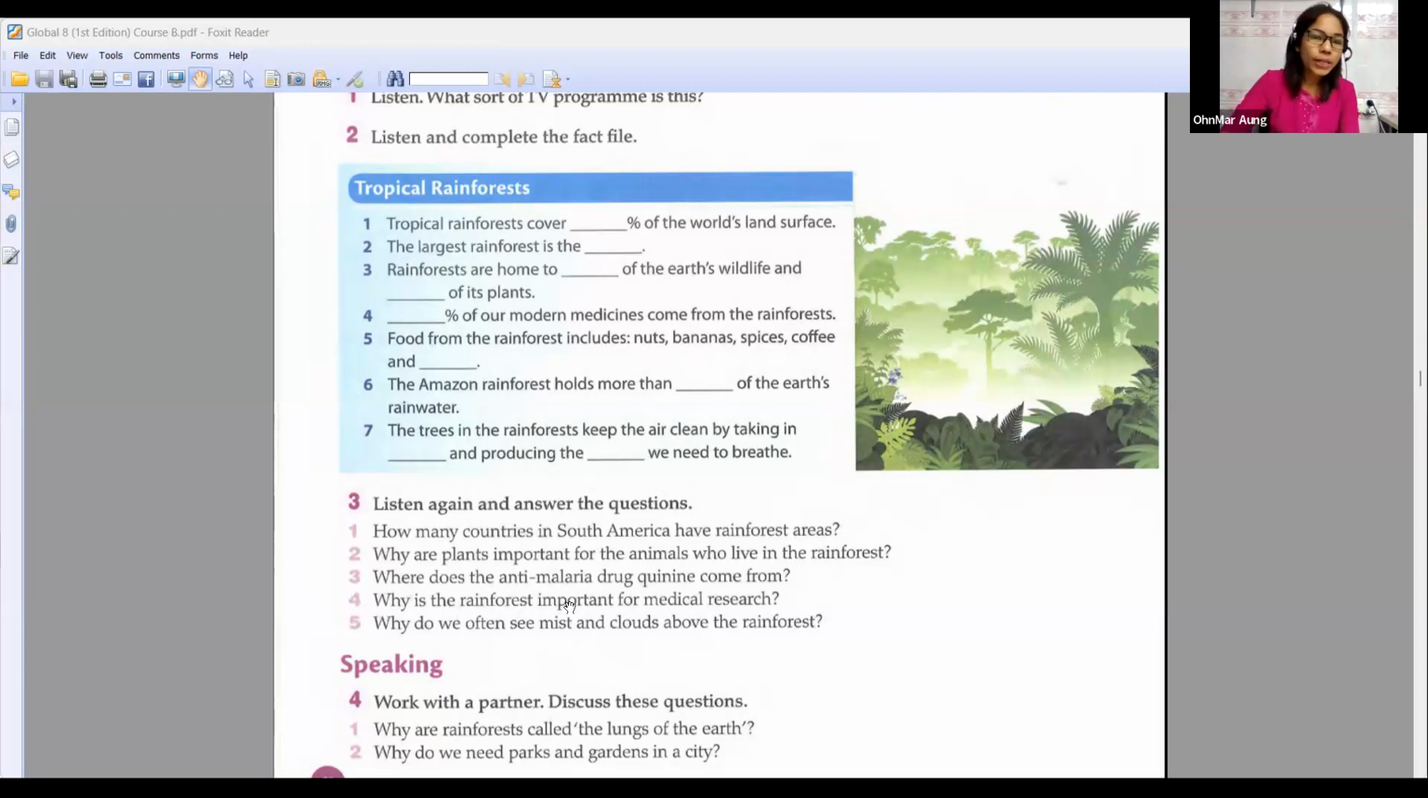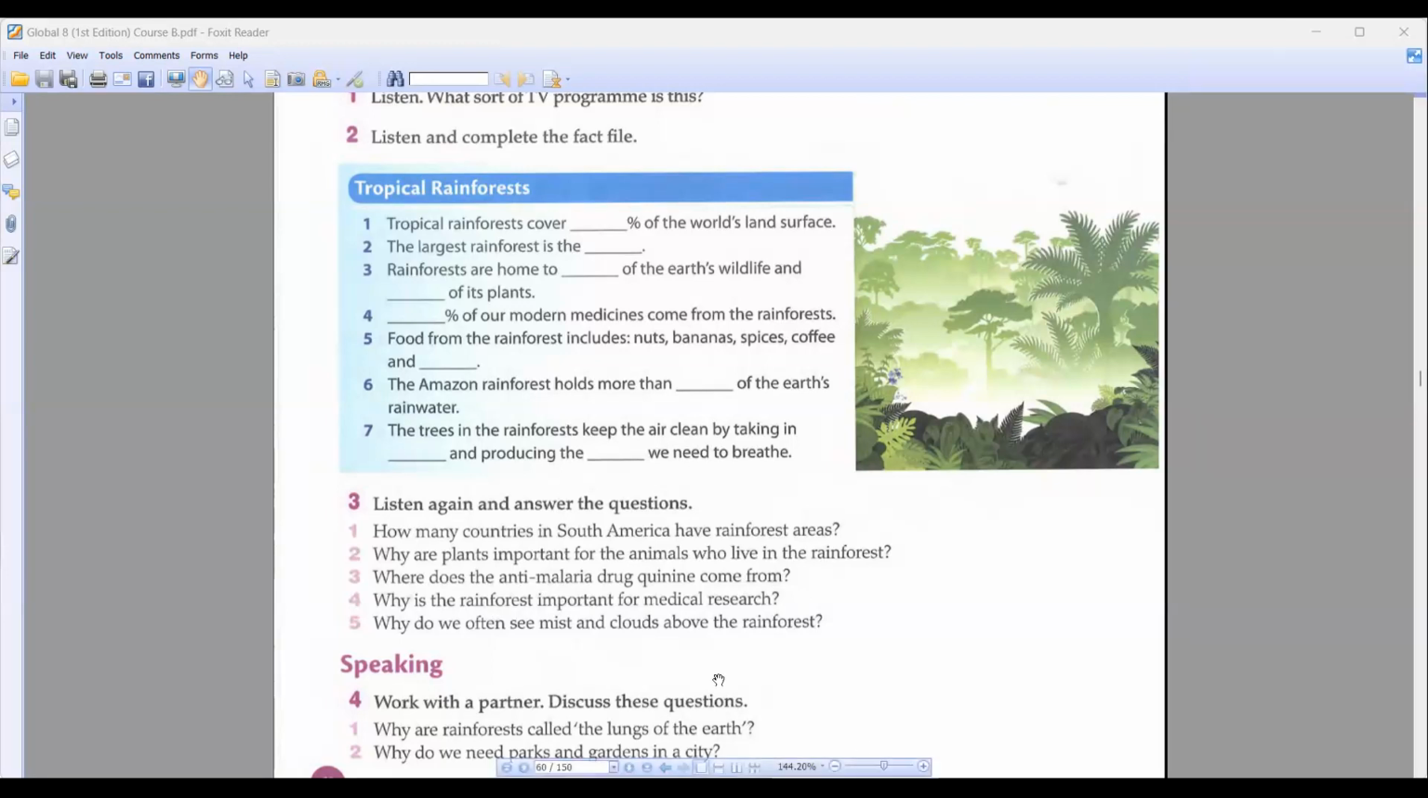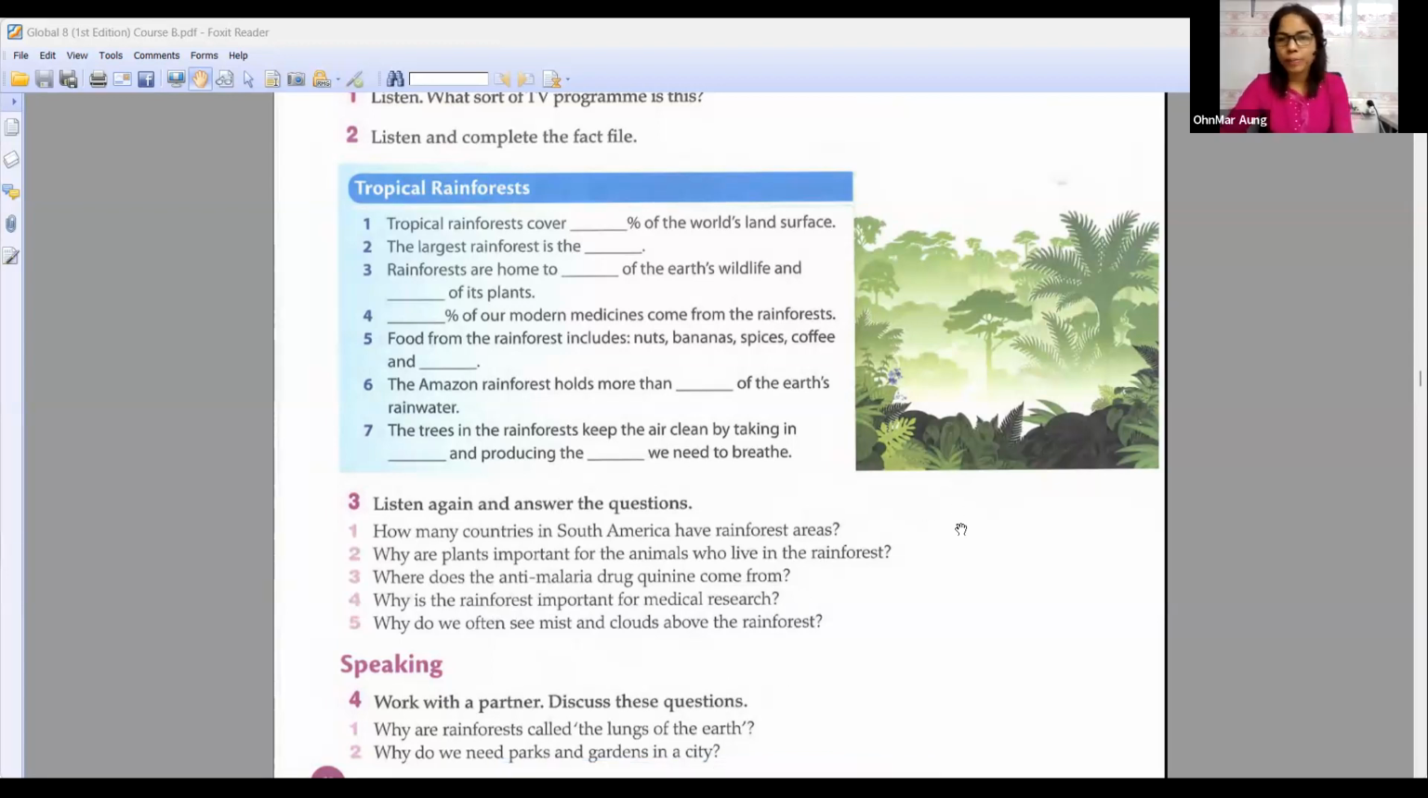Number three, where does the anti-malaria drug quinine come from? A tree in the Amazon. Say again? The answer is a tree in the Amazon. Oh, it comes from the trees from Amazon, right? Not a tree. A tree, only one tree. Yeah. Or the trees from Amazon. Just a tree.